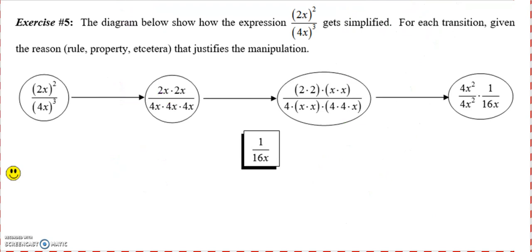All right, so what he wants you to do is see if you can remember the different properties. So as these go from here to here to here to here, you're supposed to fill in a property. So see if you can do that. So hit pause and give that a try now.